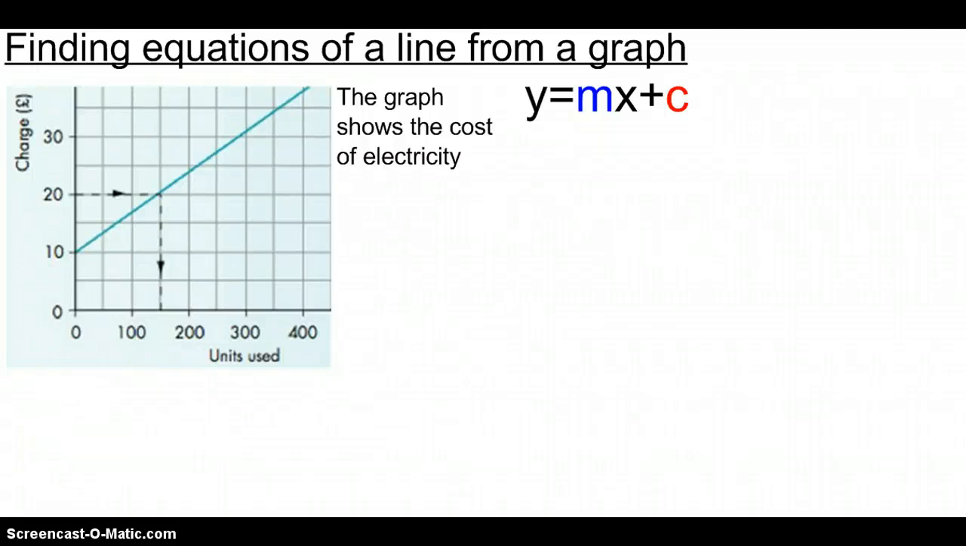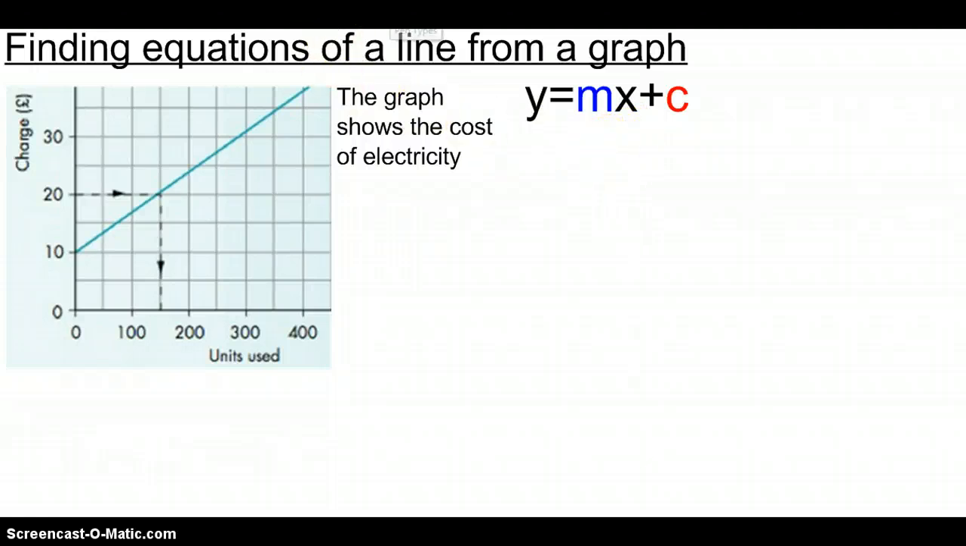Hi there, we're going to be looking at finding equations from a graph, and particularly a conversion graph in this case. So the graph I've chosen is the charge that you pay for different amounts of electricity, which is measured in units. On the right hand side you'll see that we've got y equals mx plus c, which is the general form of a linear equation.